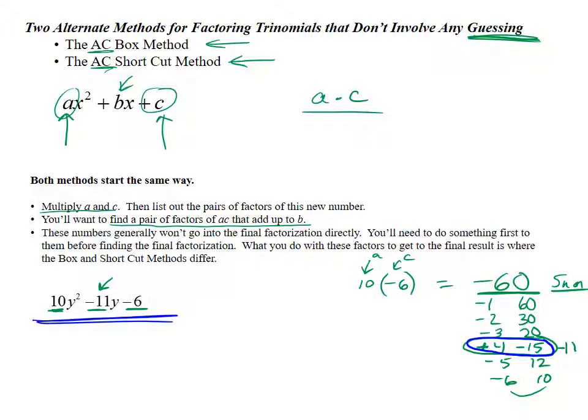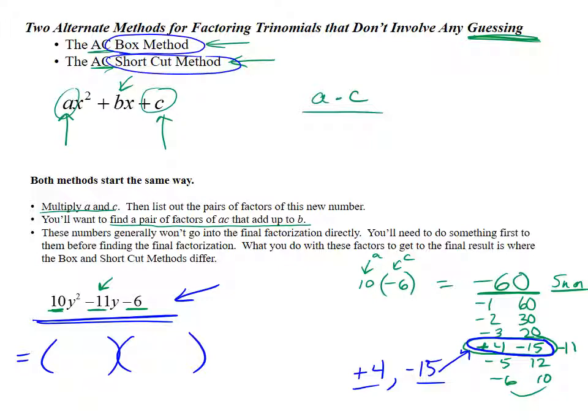But here's the trick. Using the AC method, I don't just plug those in directly, because remember, positive 4 and negative 15 are factors of negative 60. Negative 60 is not actually in this trinomial. We're going to have to do something else to these two factors before they become part of my answer. So eventually I want an answer that looks like this, but 4 and 15 don't go in directly. That's where the middle work comes up. So we've got two ways of doing it, the box method and the shortcut method. I'll show each one individually.